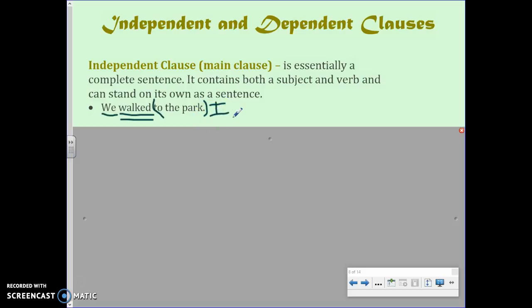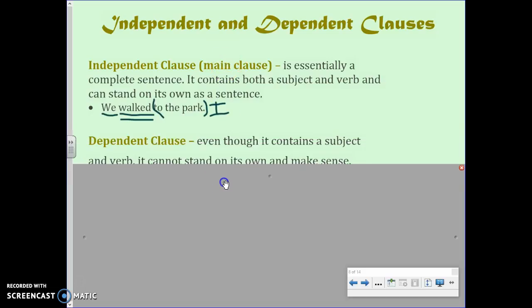Okay, so any full, complete sentence, not extra stuff on top of it, but one full, complete sentence, is an independent or a main clause. The reason I say main clause is that when we get to the next video, it's going to actually start combining independent and dependent clauses together. So you need to know the difference between if it's the main one or if it's not the main one.